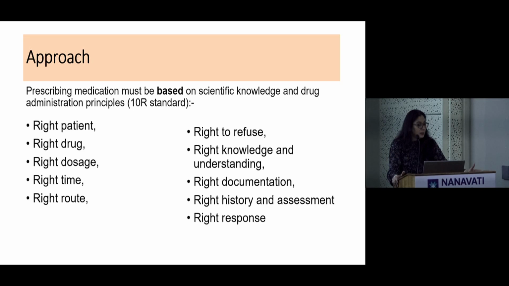So the approach here would be that there's a 10-hour standard. That means you select, like Samir and others have already said, how to prescribe. We need to write the patient's name, the right drug, the dosage, the timing, and the route of administration. And the patient has the right to refuse it, especially in a hospital setting, where the patient is due for a painkiller but says, no, I don't want it. The patient should be given that right, and the right knowledge and understanding of the drug, and we have to document it properly in the prescription paper. And of course, we already did the history and the assessment, and we keep assessing the response to the drug.